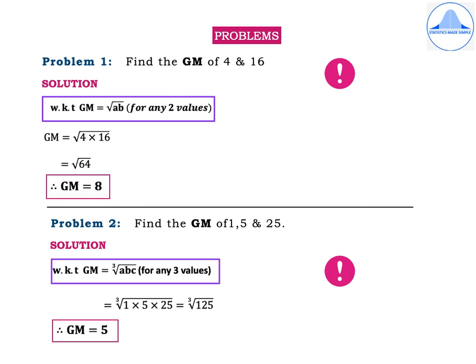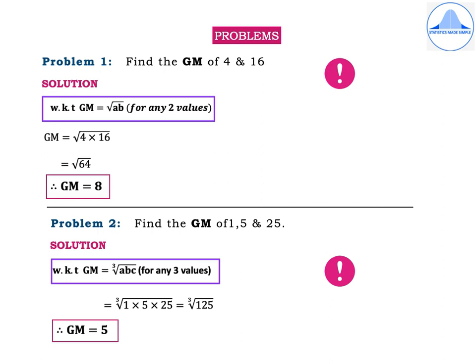Problem 2. Find the geometric mean of 1, 5 and 25. Starting with the solution, we know that GM is equal to, now because three values are given, the formula is cube root of a into b into c. Which is equal to cube root of 1 into 5 into 25, which is equal to cube root of 125. From the calculator, you can get the value as 5. Therefore, GM is equal to 5.